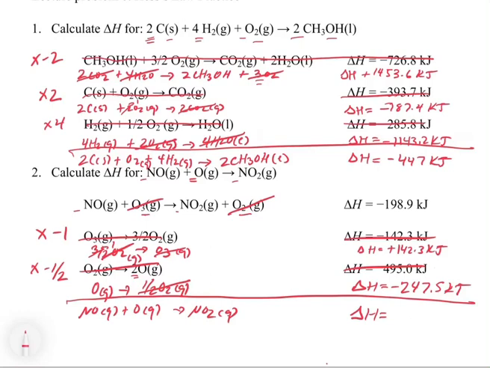Now, if we add up our delta H's for this one, we're going to get minus 198.9, add to that a positive 142.3, and then we're going to add to that a negative 247.5. That's going to give us minus 304.1 kilojoules.